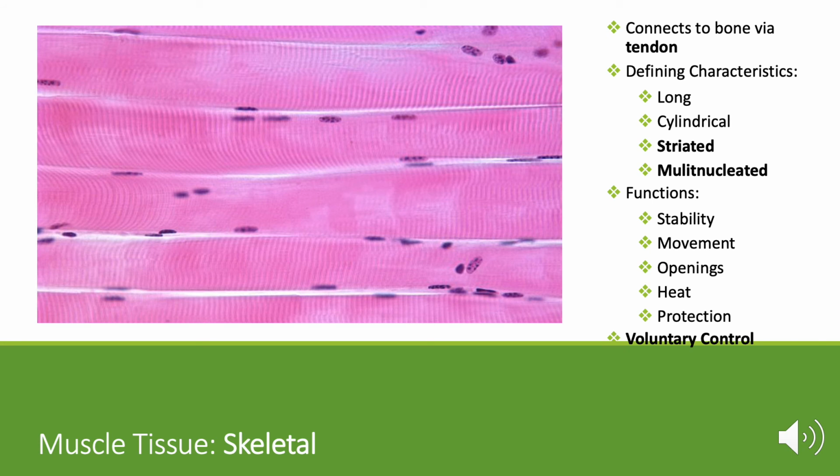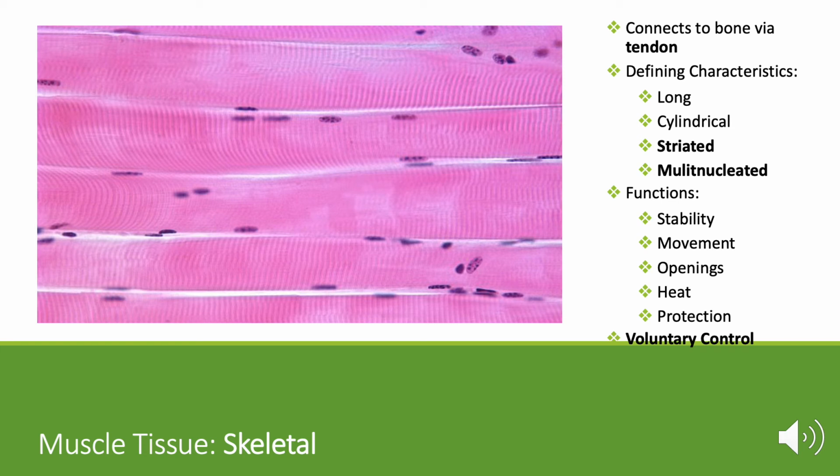On to our third division of tissues, which is muscles. The first category of muscle tissue is skeletal. This connects bones via tendons, and the defining characteristics are long cylindrical fibers that are striated and multinucleated.